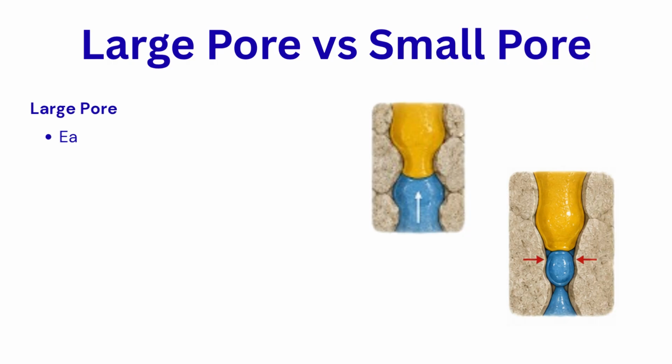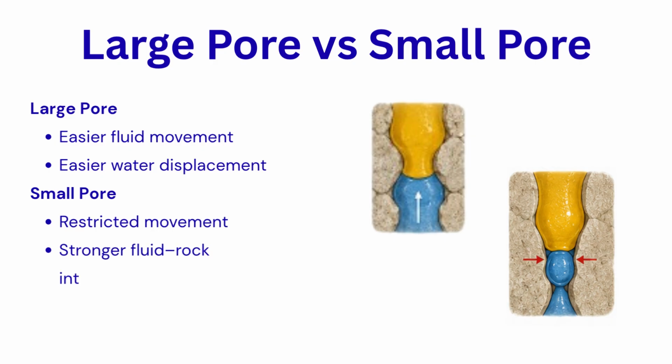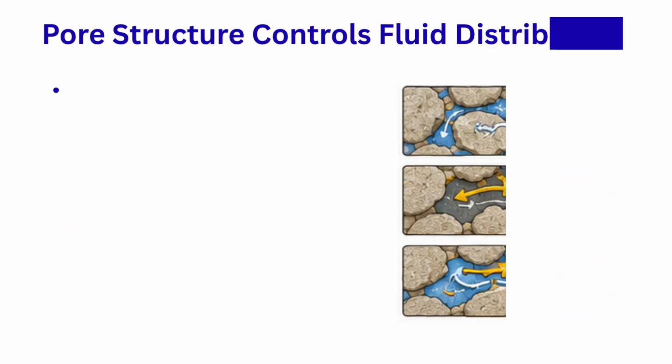Let's imagine two pores. One is relatively large and the other is very small. If oil enters the large pore, it may be easier for the oil to displace the water. But in the smaller pore, things are different. The water is in a very confined space, and the interaction between the rock surface and the fluids becomes more important. As a result, water can be retained in these small pores and pore throats.